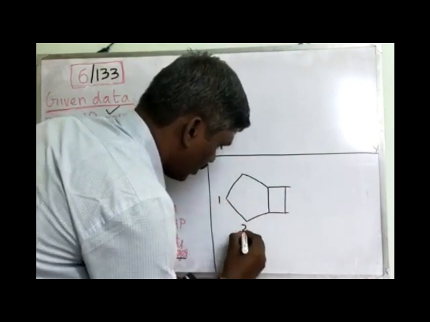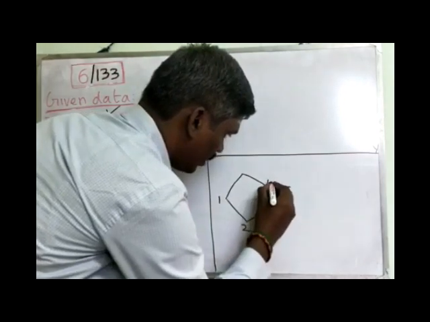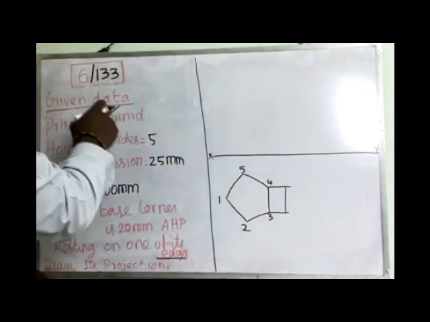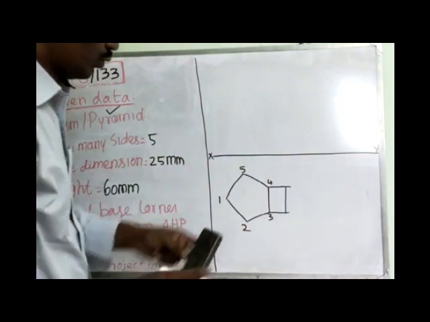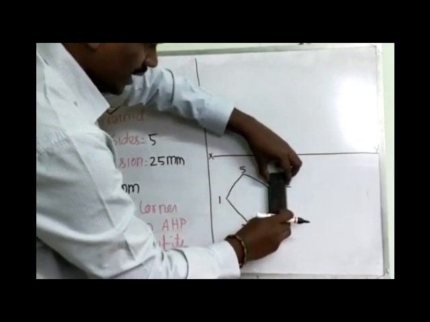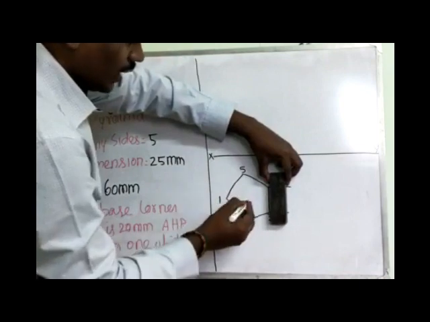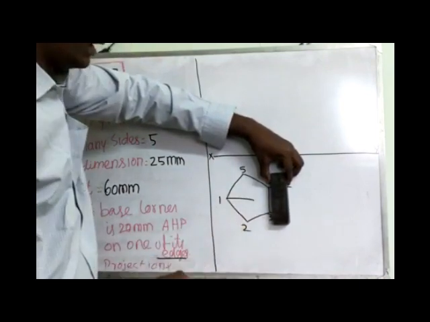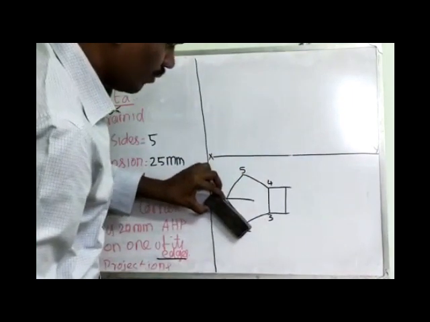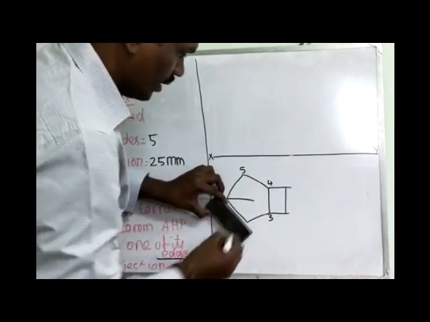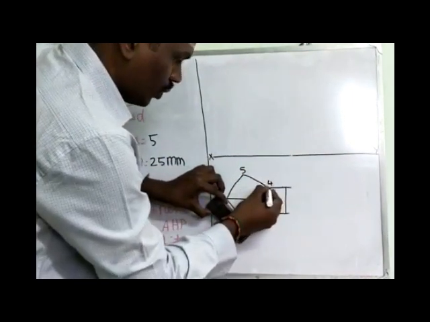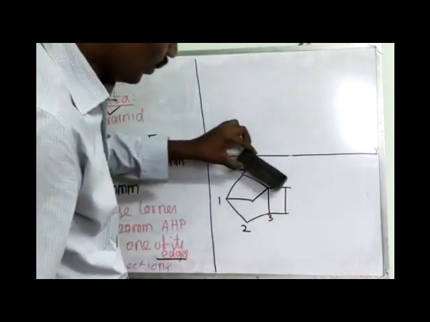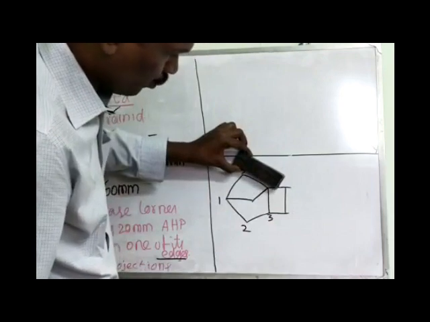So 1, 2, 3, 4, 5. So it is a pentagonal pyramid. From these base edges you set the angle measurement. From the opposite corner you draw the line. Similarly, you set the mini drafter for the 1-2 line. From the opposite corner 4 you draw one vertical line. Similarly, you set the mini drafter to 4-5.